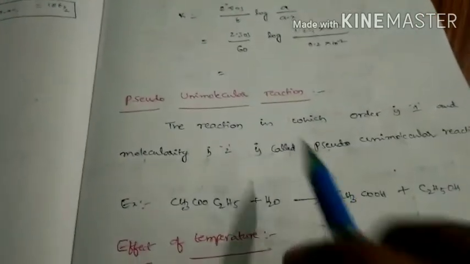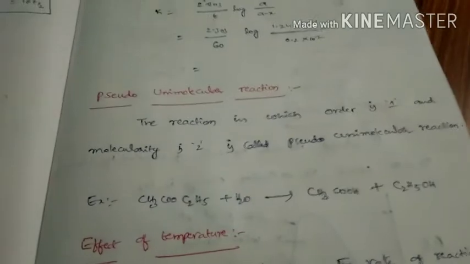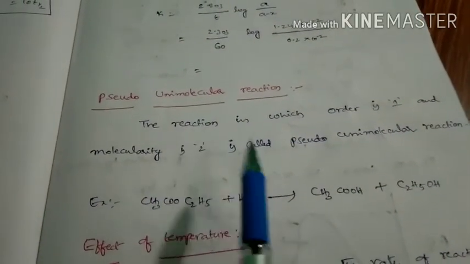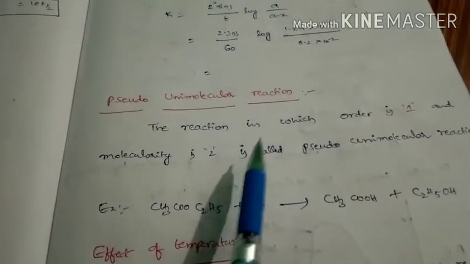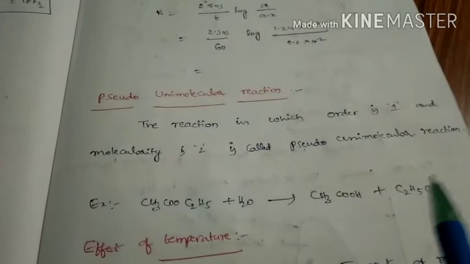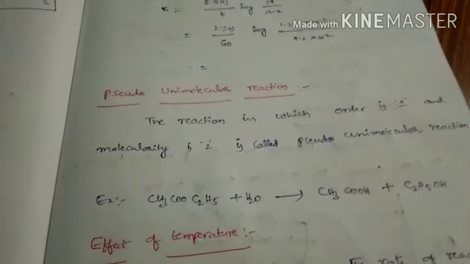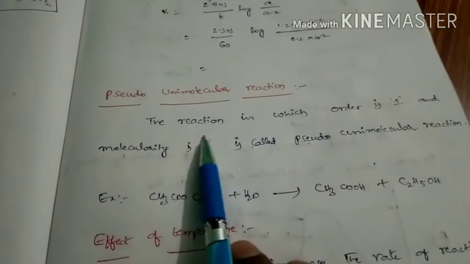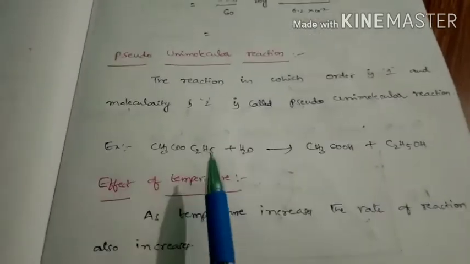Next one, pseudo unimolecular reaction. This is very important for 1 mark question. Pseudo unimolecular is simply a reaction in which order is 1 and molecularity is 2. I repeat once again, in that reaction order should be 1 and molecularity should be 2, then that reaction is called pseudo unimolecular reaction.